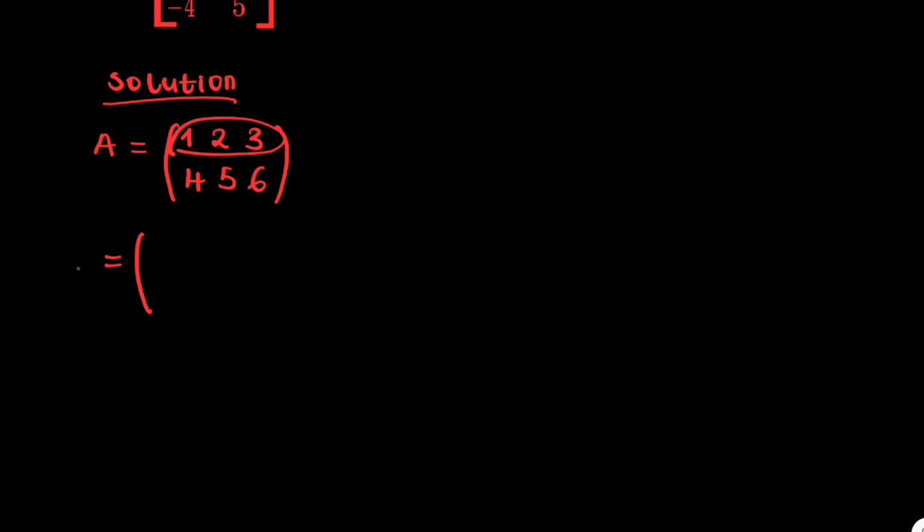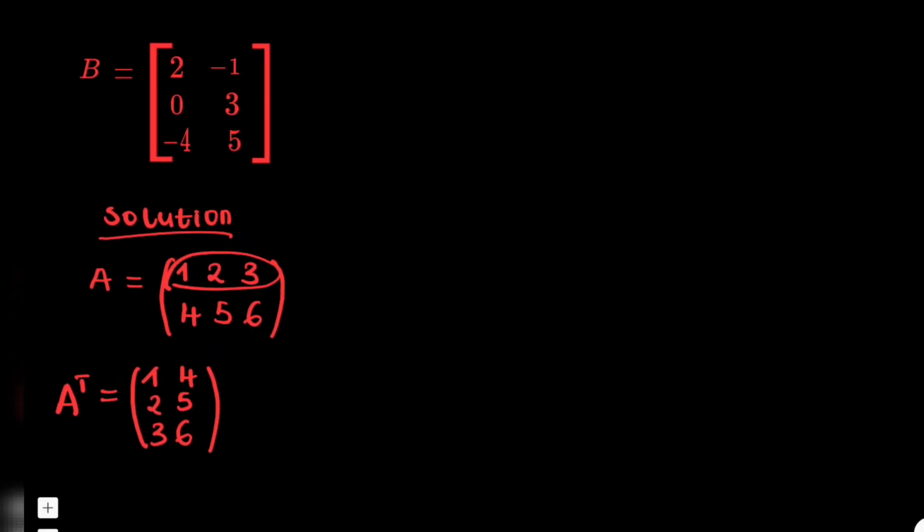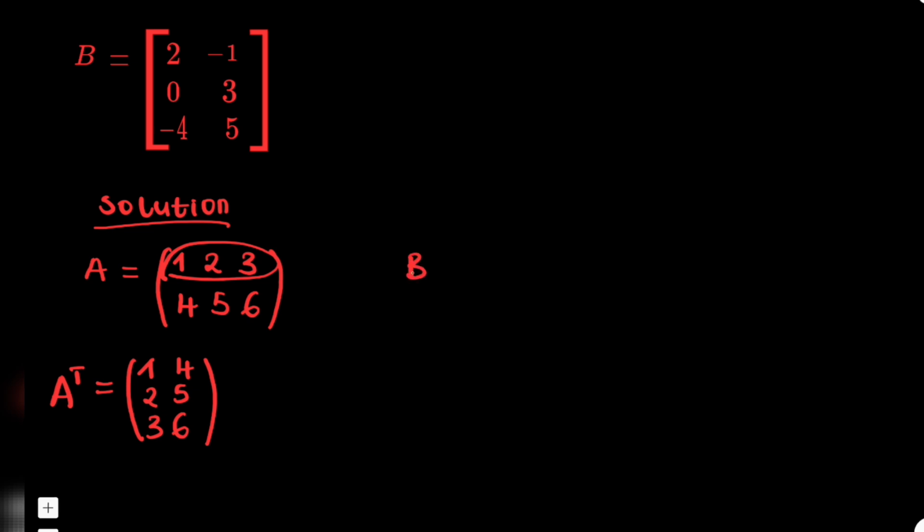So in our A transpose, the first row becomes the first column. In the first row we have 1, 2, and 3, so this becomes our first column: 1, 2, and 3. Now the second row becomes the second column of the transpose matrix, so this becomes 4, 5, and 6. That is basically all. It's not difficult. So let's take the second one, B.